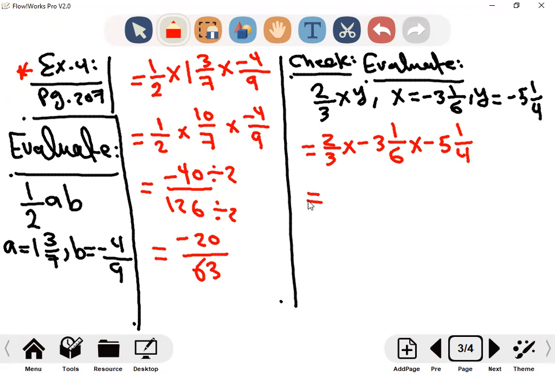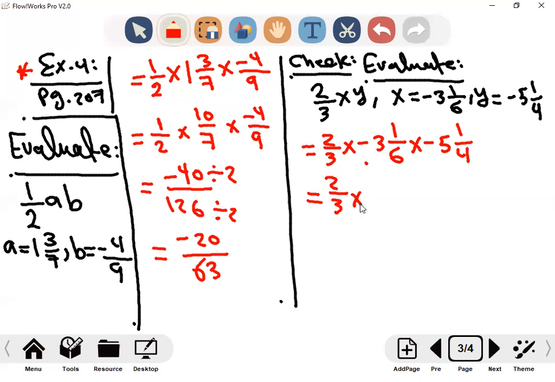Now, what is the final answer? Should be positive or negative? Here positive, right? Here positive. Multiply negative. Positive, the first one. Multiply negative. What's the answer should be? Negative. Negative. Multiply negative. So the final answer will be what? Positive. Yeah. So here 2 over 3 is ready.